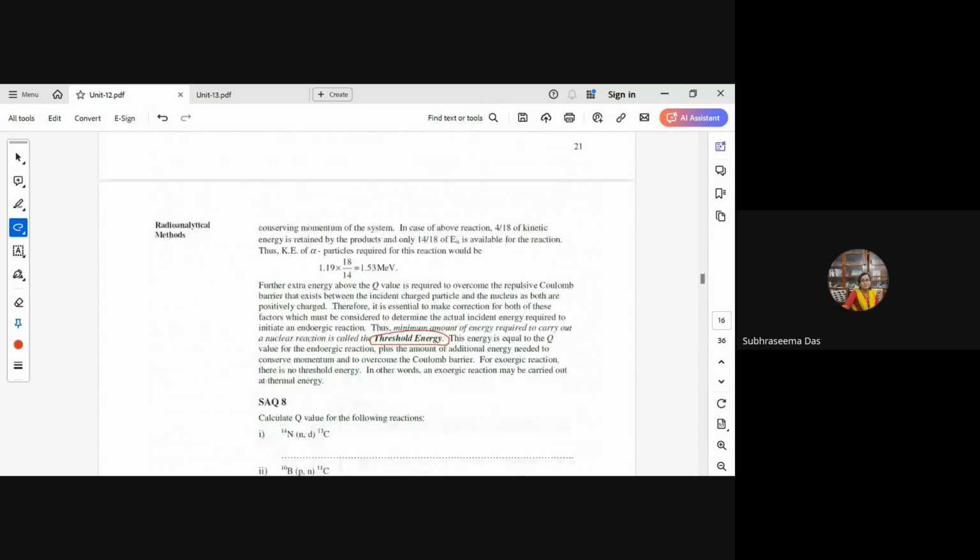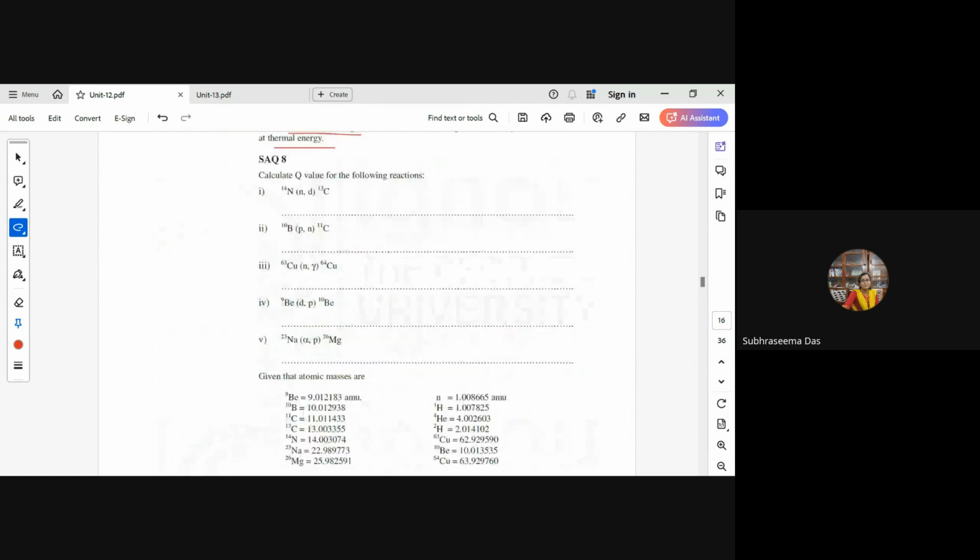This threshold energy is equal to the Q value of the endoergic reaction plus the amount of additional energy needed to conserve the momentum and to overcome the Coulomb barrier. For an exoergic reaction, there is no need for threshold energy because the reaction can start on its own. An exoergic reaction may be carried out at thermal energy.